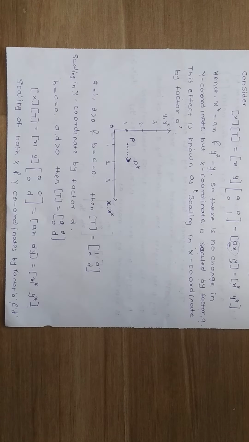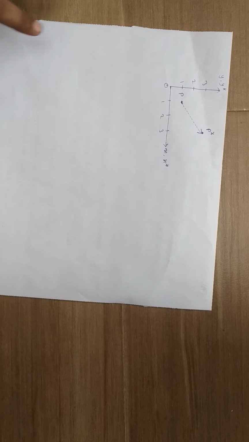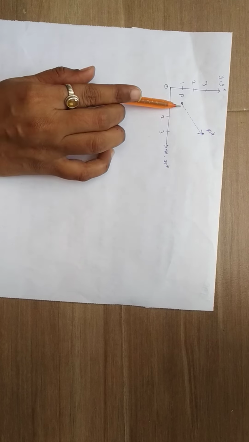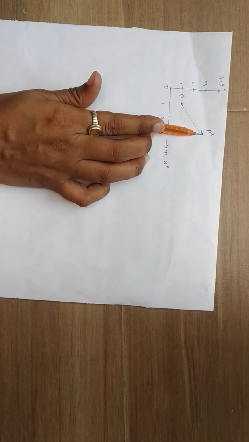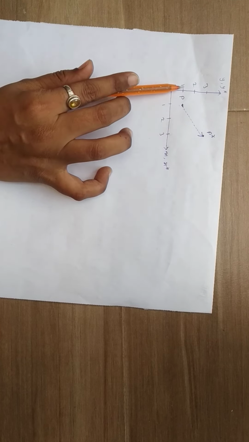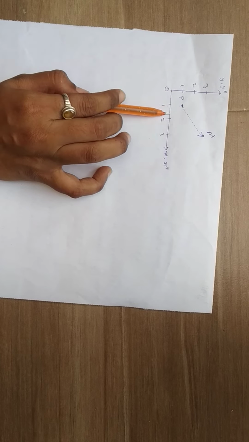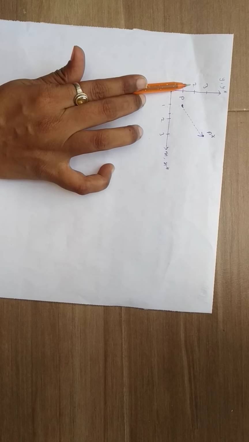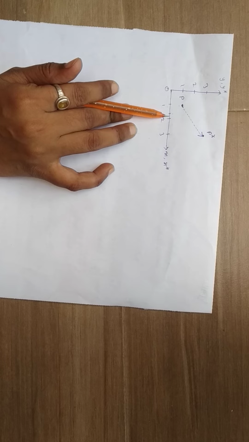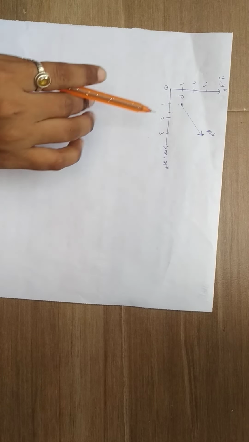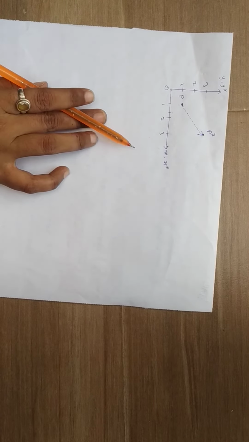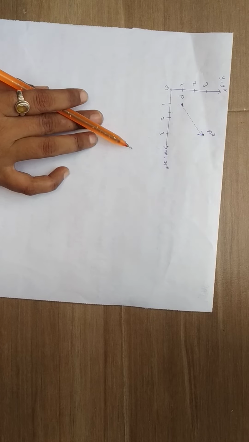This effect is shown in the figure. So this is point P to P star, changing both x and y coordinates. So this is scaling of both x and y coordinates by factors A and D respectively.